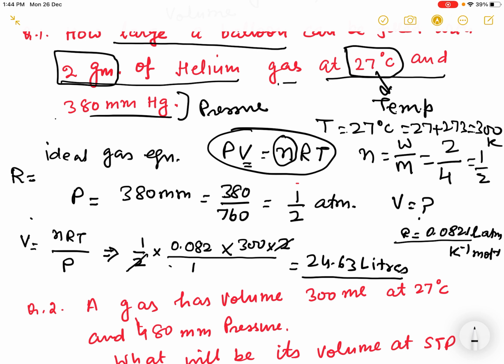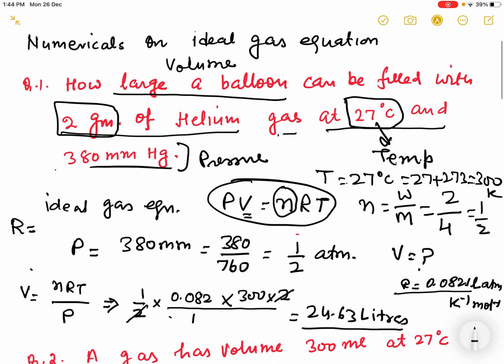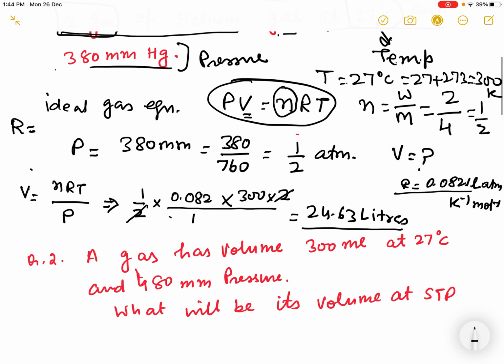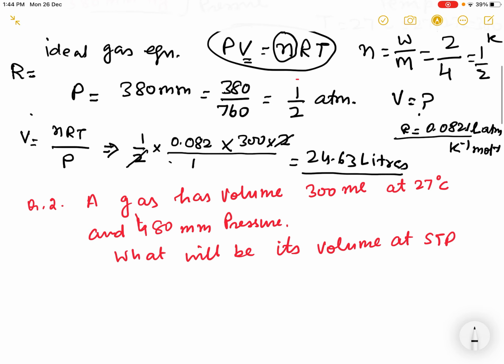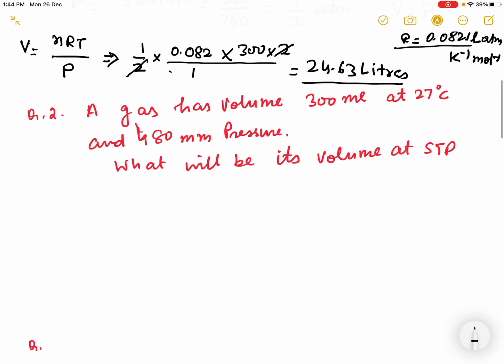Volume of the balloon that can be filled with 2 gram of helium gas at 27 degrees Celsius and 380 millimeter Hg is 24.63 liters. Now we come on to the second question: a gas has volume 300 milliliter at 27 degrees C and 480 millimeter of pressure. What will be its volume at STP?